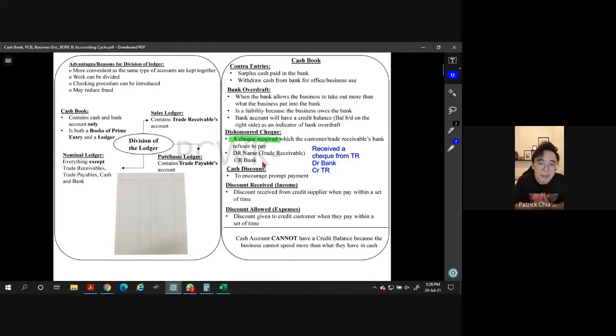So you can remember the dishonored check this way: just reverse. As long as you know the double entry for when you get the check, now just reverse. And of course, the name is important here, guys. We need to know which party's check it was, the money, how come it cannot go to our bank account? Something is wrong, so which one? Okay? All right, if no questions here, then of course we have the discount part.